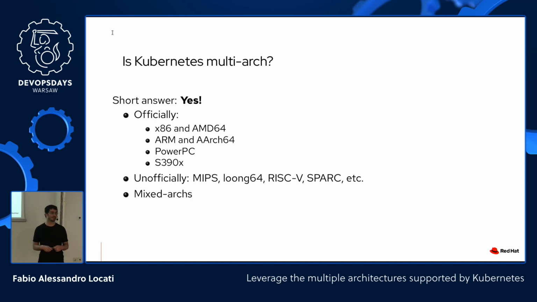And also there is the fact that we can run a Kubernetes cluster that is multi-arch. And by multi-arch, I mean that in the same cluster, you do have different architectures of CPUs at the same time. And I think this is a very interesting situation.